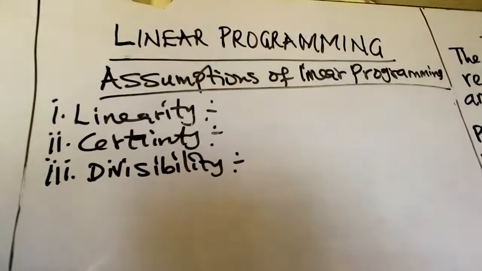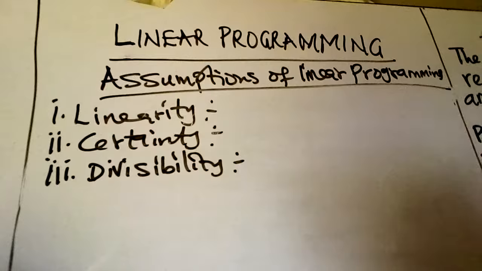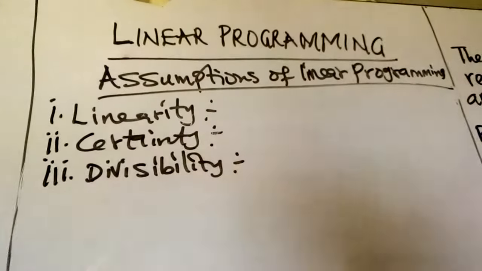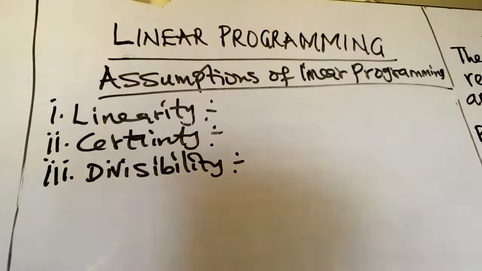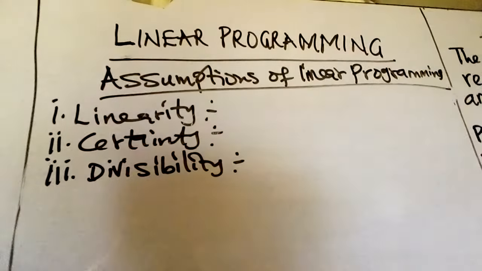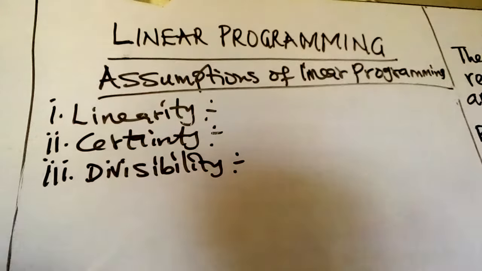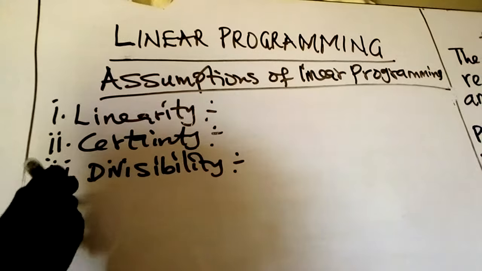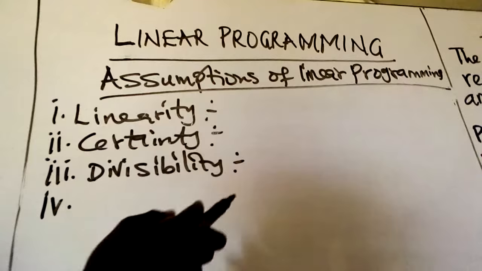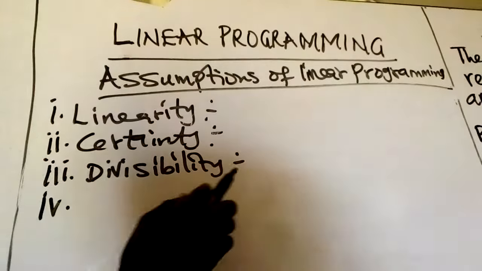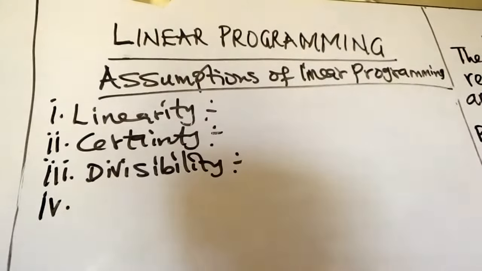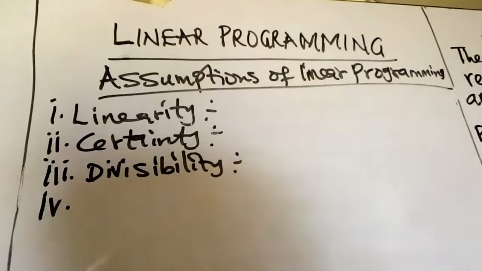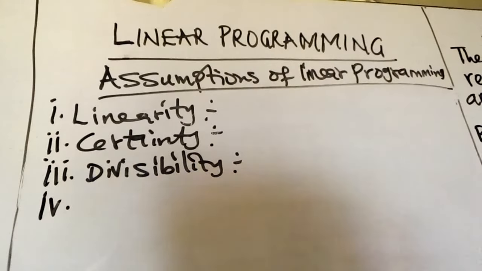Number 3, divisibility. Divisibility means the product can be manufactured in part. That is, you should be able to manufacture the product in fraction. That is divisibility. Where you did not have enough resources to manufacture the whole unit of the product, then you should be able to manufacture it in part.